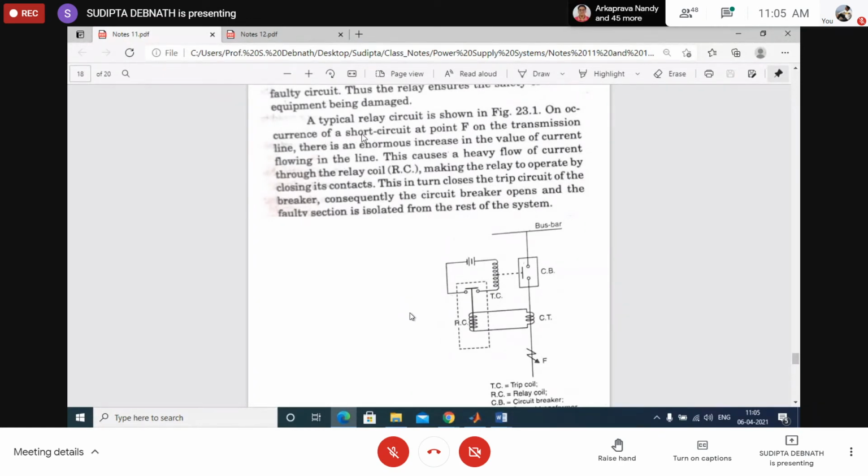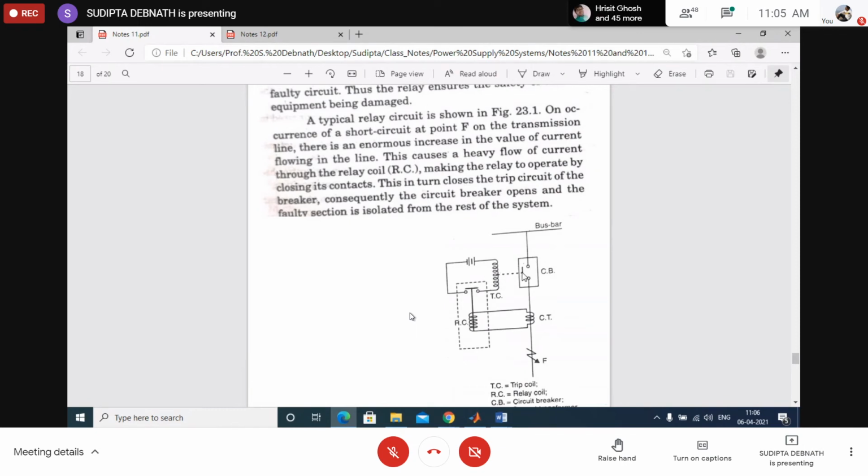On occurrence of a short circuit fault on the transmission line, there is an enormous increase in the value of the current flowing in the line. This causes a heavy flow of current through the relay coil, making the relay operate by closing its contact. This is called the trip coil. It closes the contact, which in turn closes the trip circuit of the circuit breaker.